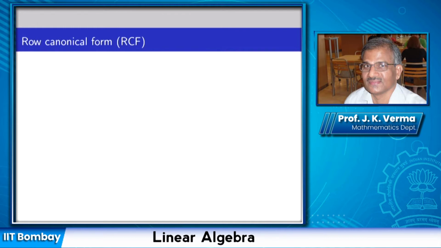So as I said, the row echelon form is not uniquely determined. So we want to remove this non-uniqueness by putting some more conditions on the row echelon form, and this is done when we define a row canonical form. We impose a few more conditions on a matrix in row echelon form, so that the last matrix that we get using row operations turns out to be a unique matrix.